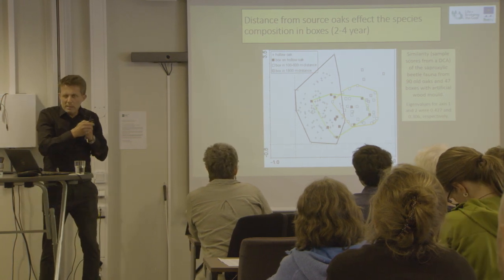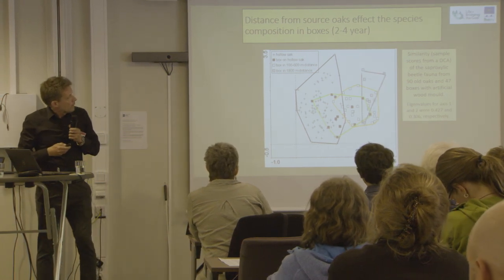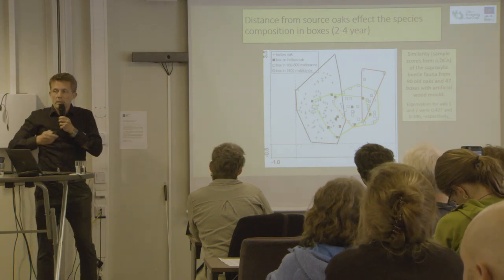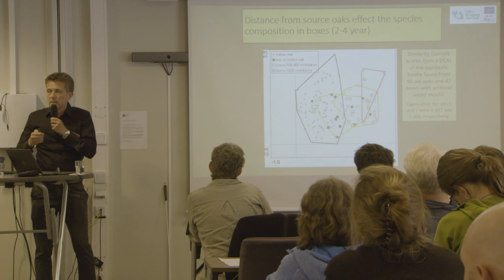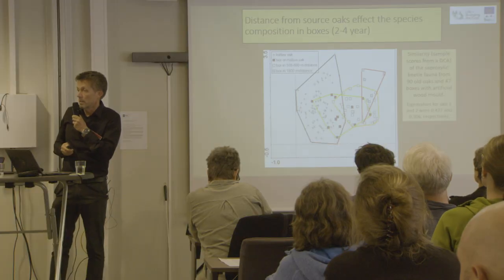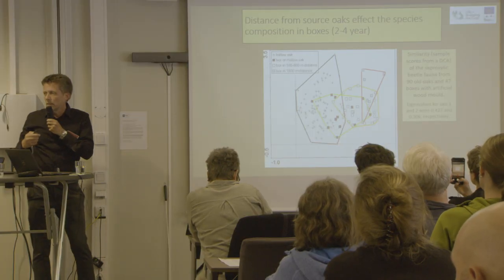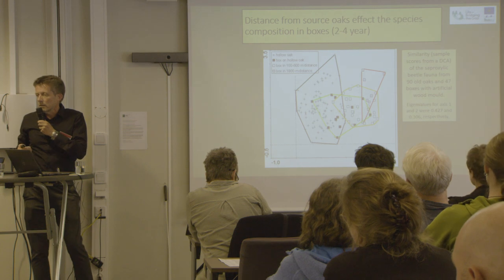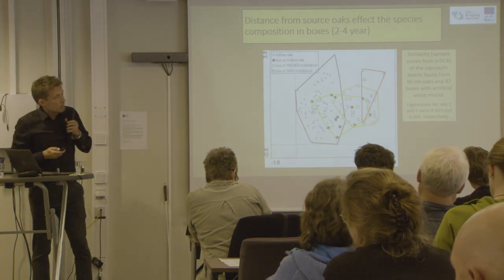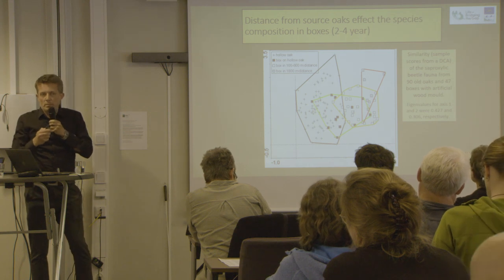And you see they are a little bit less similar. And the last boxes were 1.5 kilometers away from the source areas. And you see they are not so similar any longer, giving us information that they have a problem moving that far, to find the boxes when they are 1,500 meters away. So it gives us a little bit more information than the data Karl-Olof showed us earlier. What kind of distances are we talking about?